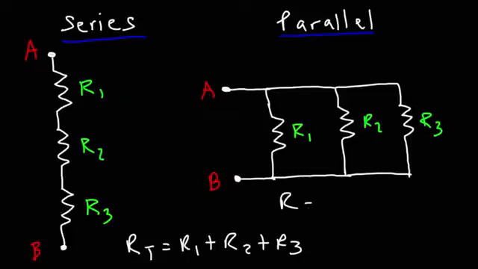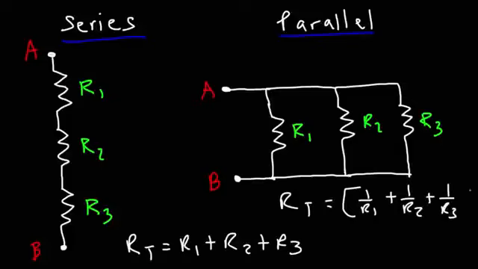To calculate the total resistance, you can use this formula. It's 1 over R1 plus 1 over R2 plus 1 over R3, raised to the minus 1. And I'm going to give you an example of that shortly. But right now, I want you to understand something.